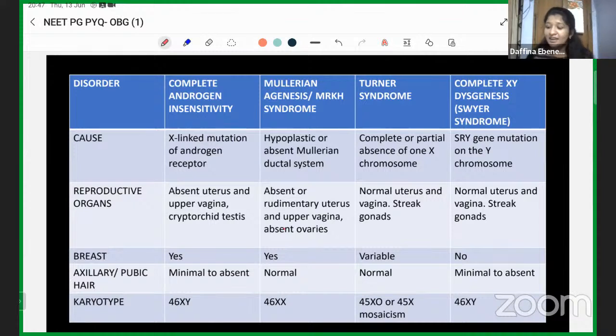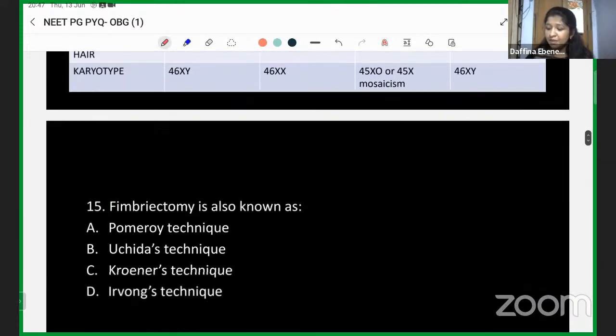On the other hand, in Turner syndrome and complete XY dysgenesis, the uterus and vagina will be normal, but your ovaries are going to be streak ovaries. Again, there you will do a karyotyping and come to the diagnosis. In Turner syndrome, it will be either 45XO or 45X mosaicism. In case of Swyer syndrome, it's going to be 46XY. So this is regarding the different causes of primary amenorrhea.